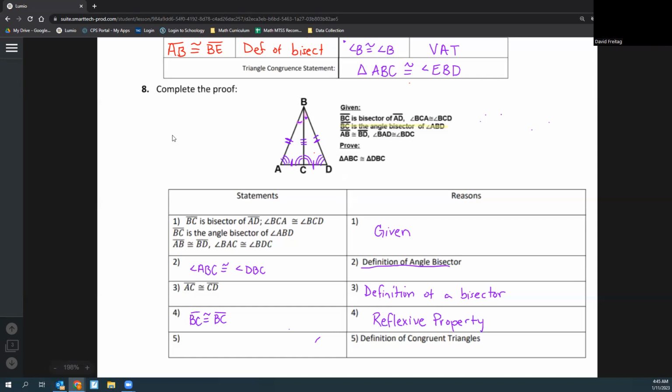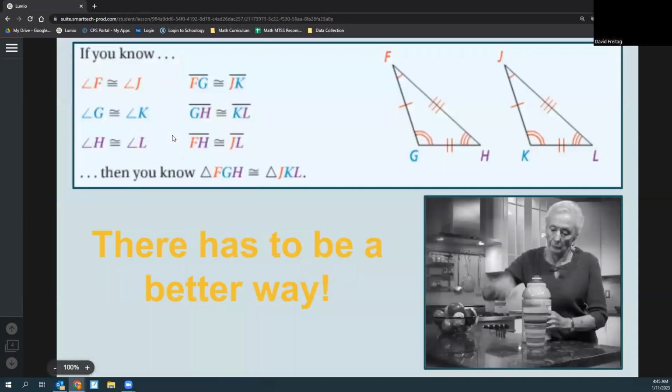Now that I have this, I've proven all three sides, I've proven all three angles. I can now state that triangle ABC is congruent to triangle DBC. And it's the definition of congruent triangles in this case. Pause if you need time. So if you know that all three angles and all three sides match up, you can tell that the triangles are congruent because of the definition of congruent triangles.